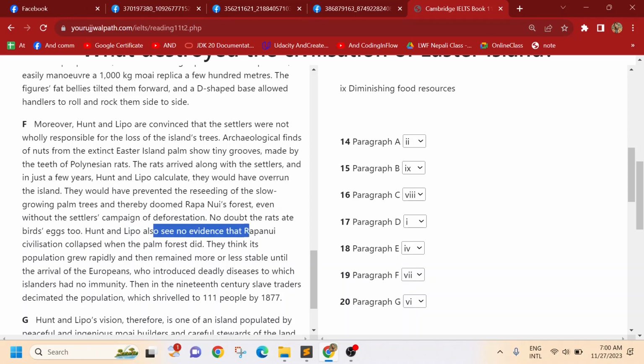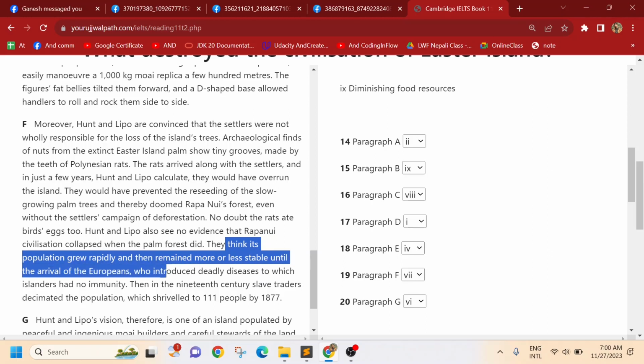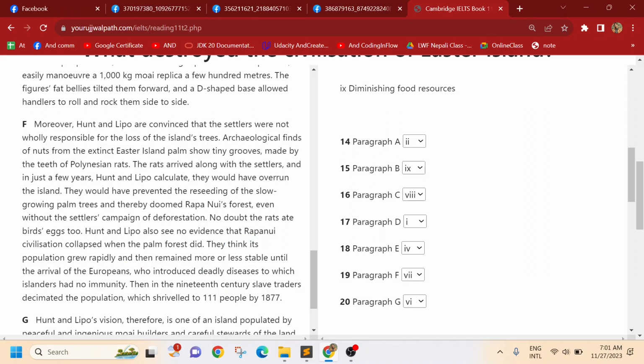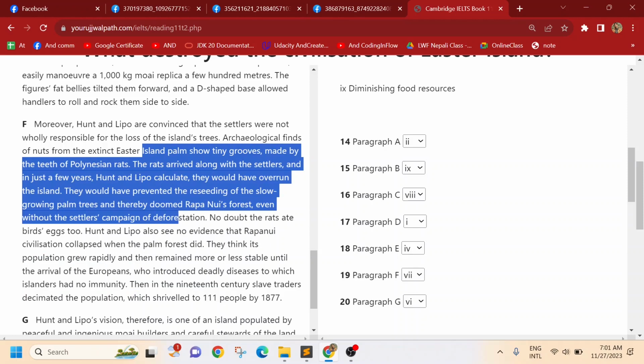Hunt and Lipo also see no evidence that Rapa Nui civilization collapsed when the palm forest did. They think its population grew rapidly and then remained more or less stable until the arrival of Europeans who introduced deadly disease to which islanders had no immunity. And this is how the population decreased. So these all are situations getting difficult, right?